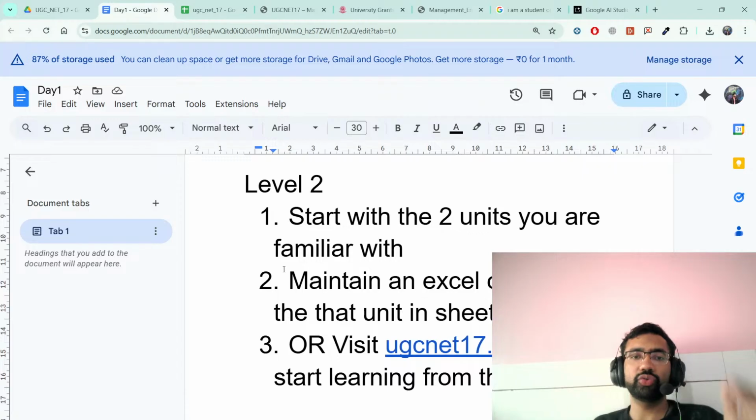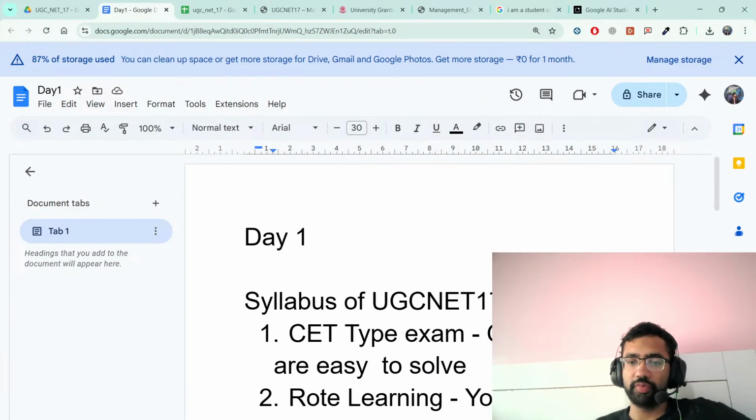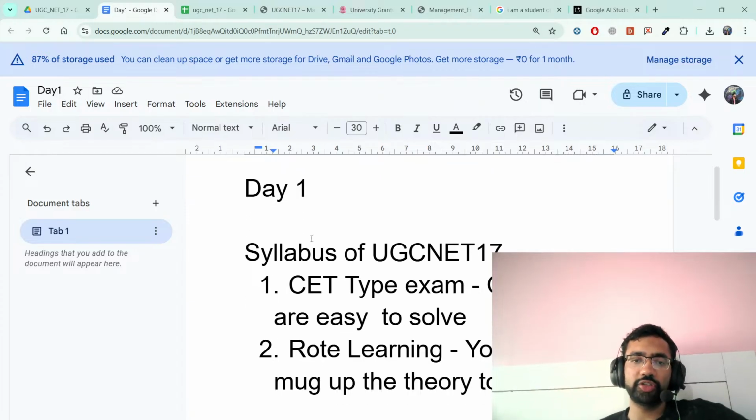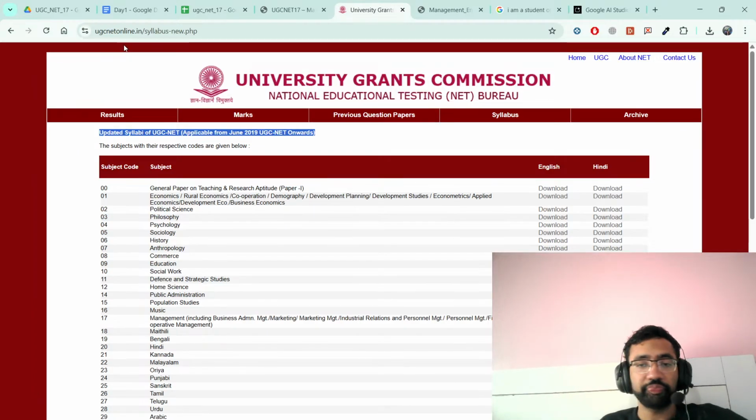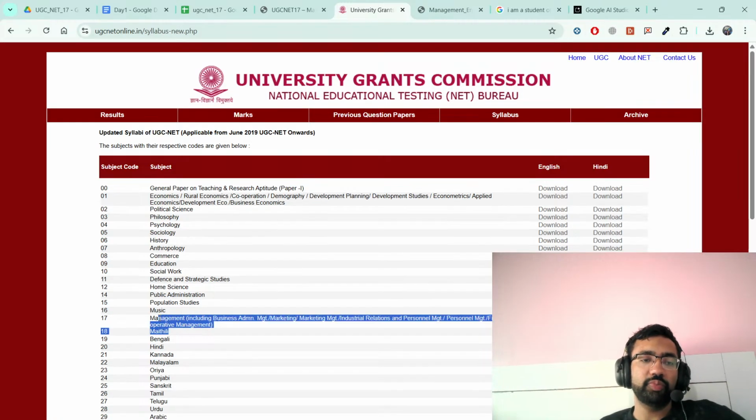We'll just go through again what we have discussed today in short, in the last 5 minutes. First, what is the syllabus of UGC NET Management? You go to this official website, ugcnetonline.in/syllabus-new.php, and download the official management portion. You need to know the battlefield on which you are going to play the game, or the war, or the exam. Download this and go through it. That is very much important.